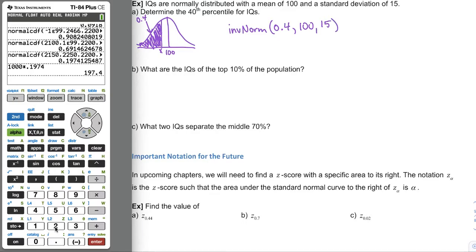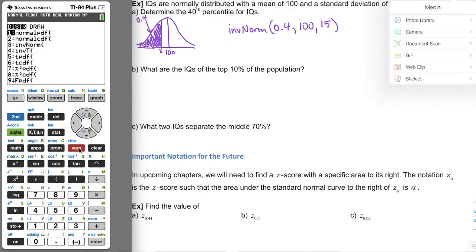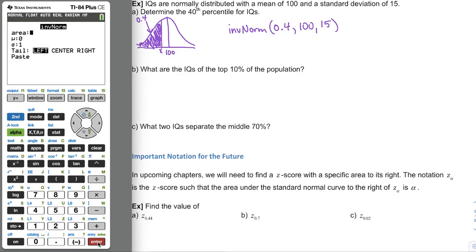So we find the inverse normal function in the same place we find normal CDF. Second, vars. You'll see that it's number 3. It says invNorm, inverse normal. The area, you might have a tail option here, you might not. I'm going to leave it default as left because some of you may or may not have that on your calculator. So the area is 0.4. The mean is 100. The standard deviation is 15. We're going to leave it as left just in case some of you have that TI-83 calculator.